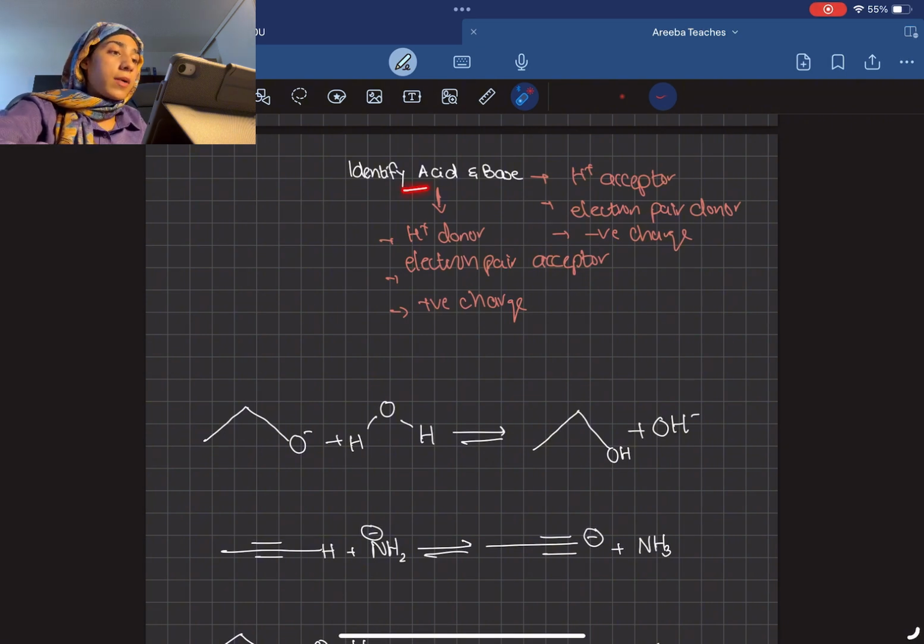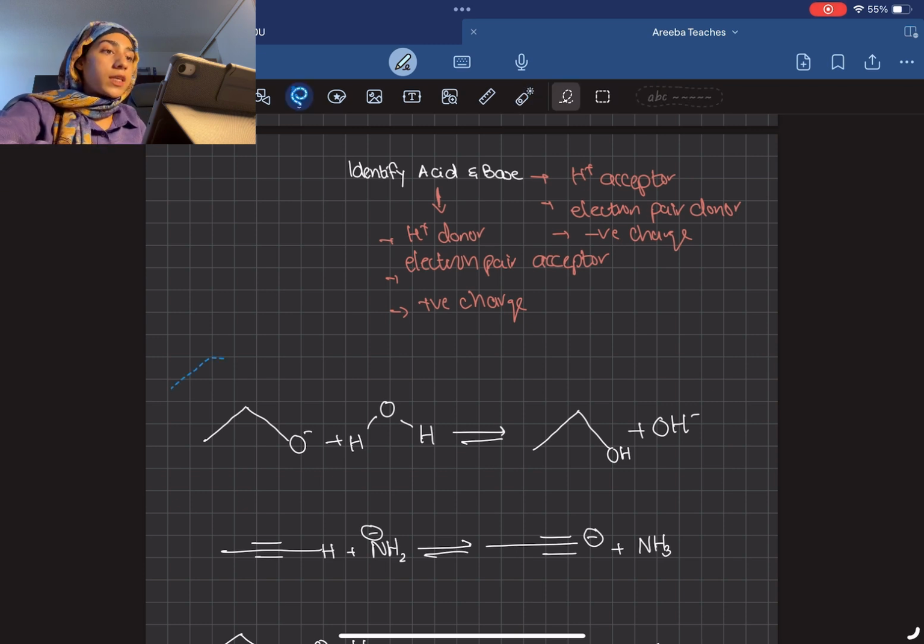Similarly, if we talk about an acid, acids usually have a positive charge on them, which means that to stabilize themselves, they want to lose that positive charge. That's how they become proton donors. And also, there's another way to satisfy the positive charge, which is to gain electrons. So that's why they accept electron pairs. So an electron pair acceptor makes it an acid.